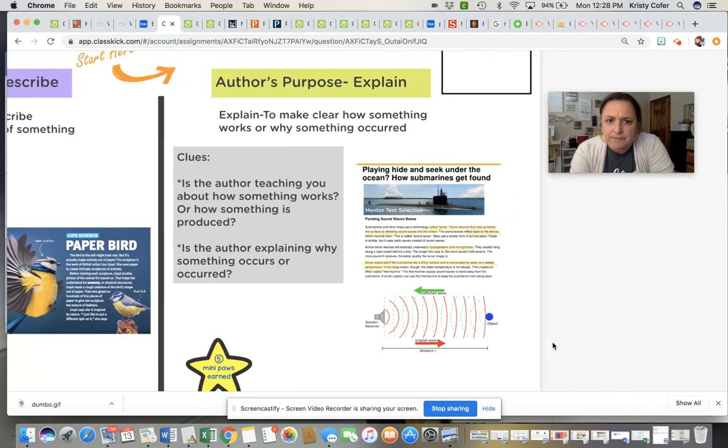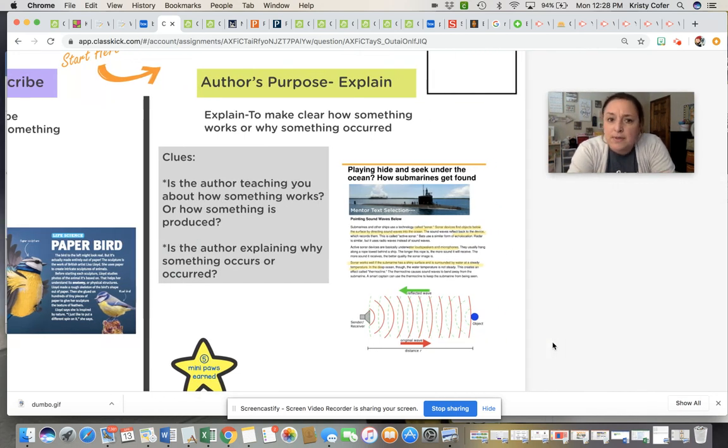What about explain? If the author's purpose is to explain, it's going to be clear how something works or how something occurred. And remember our mentor text of the submarines? And remember how they can get found using sonar? Okay, so the author's purpose was to explain how sonar works to locate subs underwater. So let's look at our clues. We're going to ask ourselves when we're reading, is the author teaching me how something works or how something is produced? Is the author explaining why something has occurred? So we're going to think about those questions as we read today.